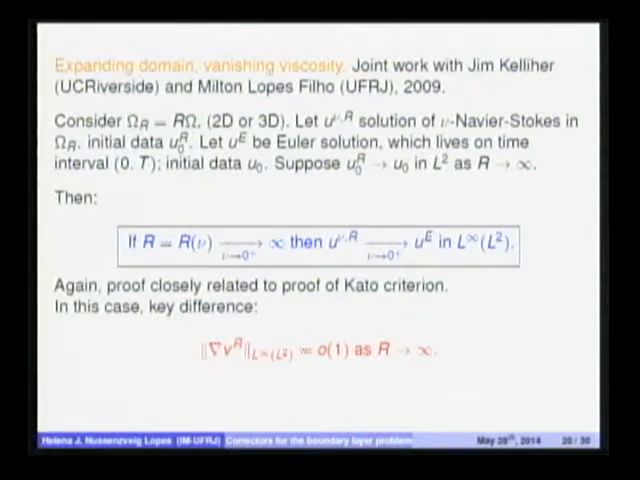Again, the proof is closely related to the proof of the counter criterion. And in this case, the key difference is that you get something even better. The gradient of the boundary layer term is little o of 1. It goes to 0 when r goes to infinity. That's how come you have no condition on r of nu.